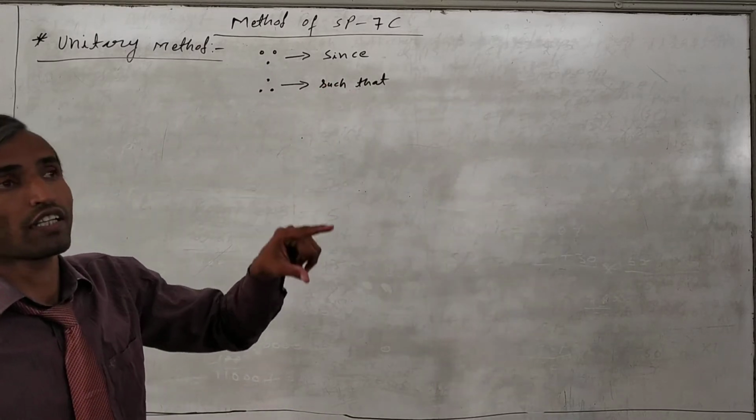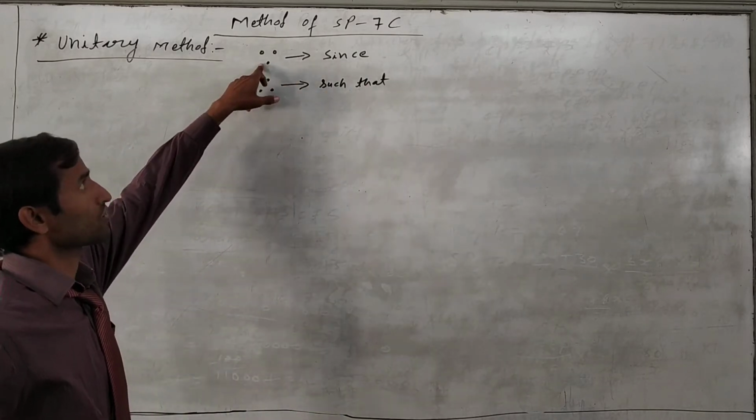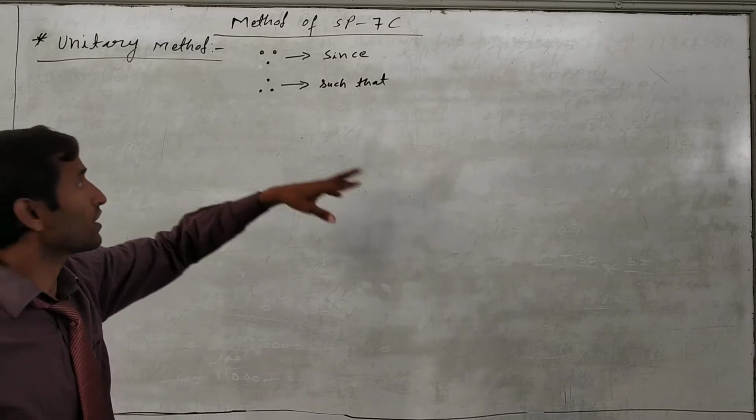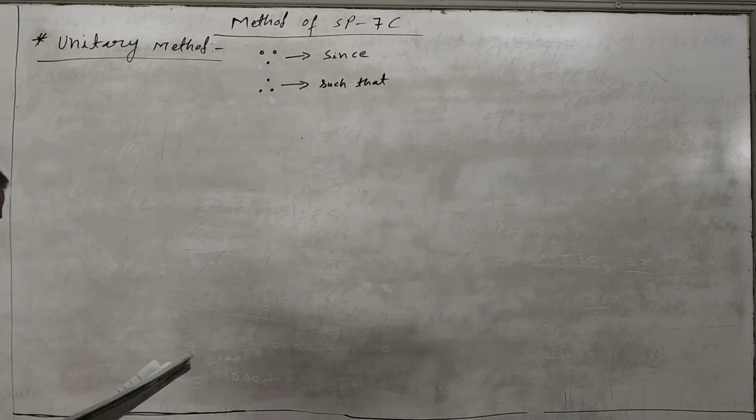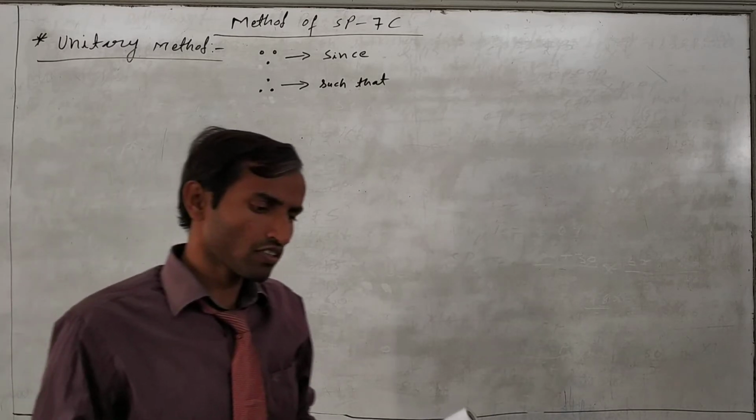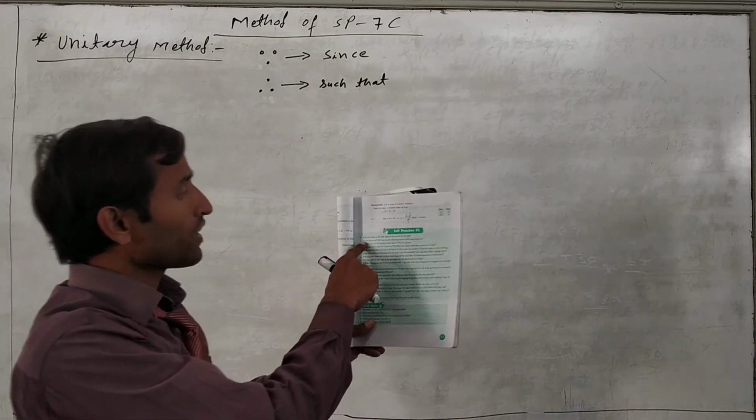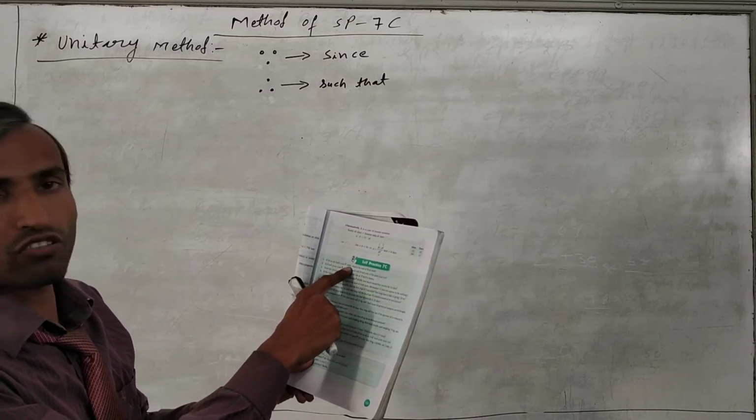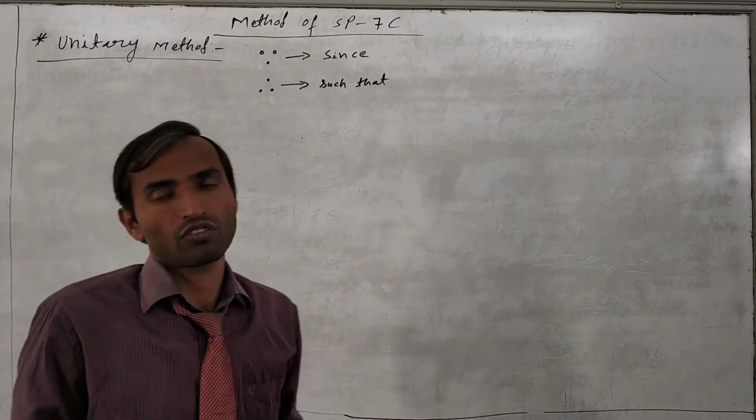In the first statement we will always write "since", and after that, for the second or third condition, we will write this symbol. Now we will go for self practice 7c. First of all, read the first question. If 30 meter of cloth costs rupees 2400, what is the cost of 50 meter cloth?